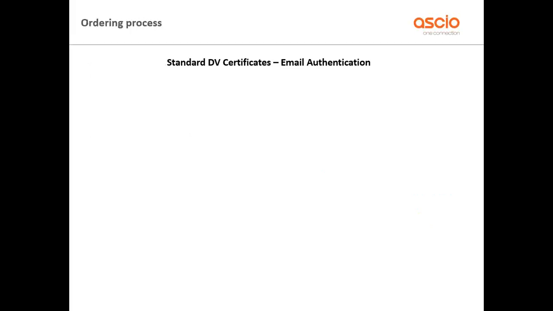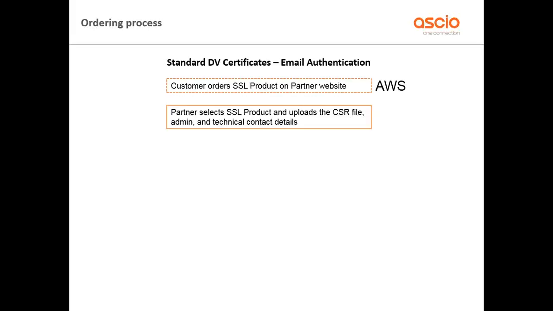Now, just to tell you a little bit about the ordering process. This process is for standard DV certificates. Either you enter the order through the Ascio partner portal, or you submit the order through the API interface. You, of course, select which product you want. You should upload the CSR file and enter the admin and technical contact details.